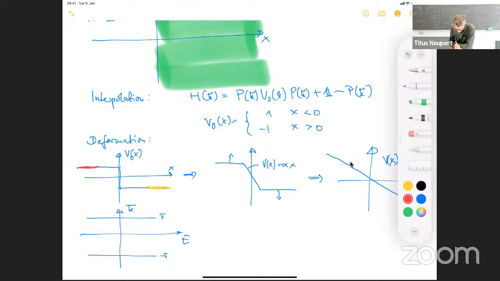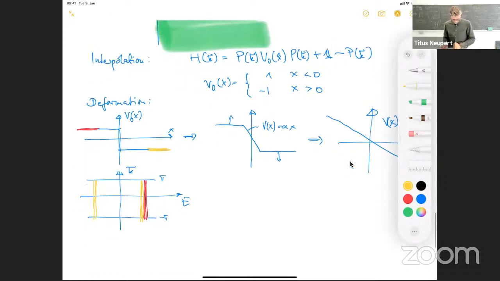On the red side, all the states are at energy plus one, right? So the spectrum will look like this. On the yellow side, the spectrum will be such that half of the states are in the upper band and half are in the lower band, right? We have this flat band projected Hamiltonian. So the spectrum will look like this.